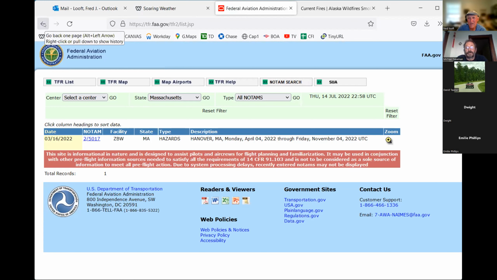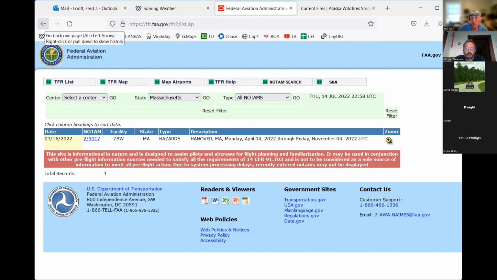Wait a sec. Read carefully what's in the red bar. This is not a legal source for NOTAMs. Yeah. You must get your NOTAMs from someplace that is legal. That's right. This is not a legal source. You cannot use this to decide if there are NOTAMs pertaining to your flight. The WX Brief site is the final authority on this.